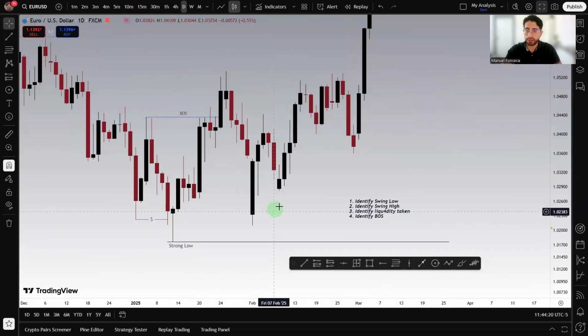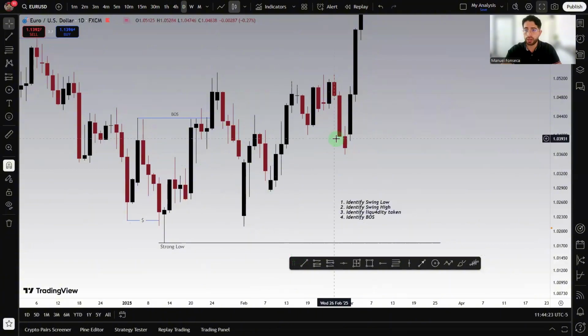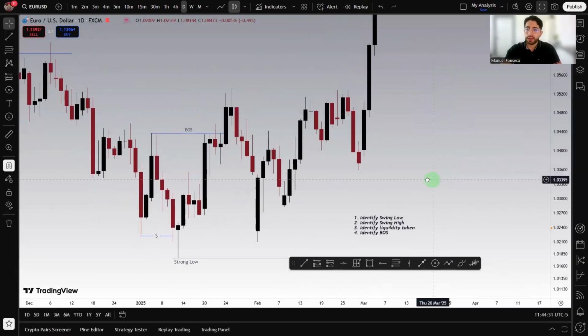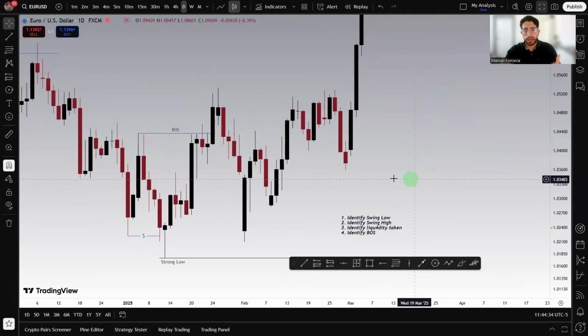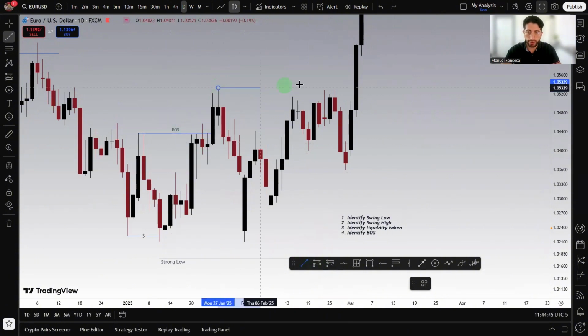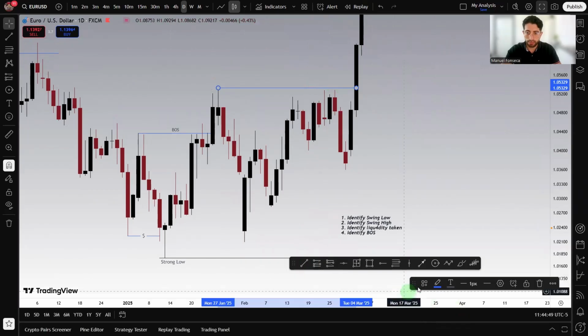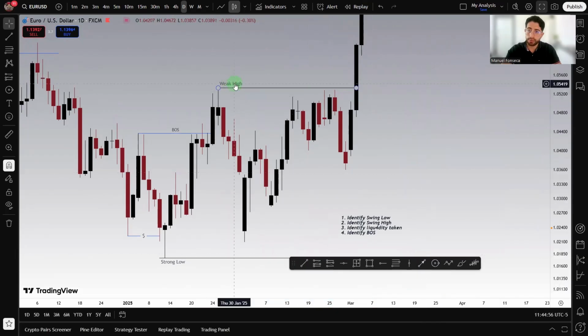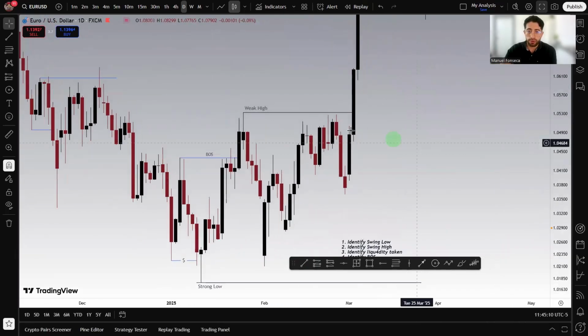So we have already got the strong low, the price respected this low, as you can see, and now we need to understand what is the end of the range, okay? Remember that in the previous explanation of the theory, I told you that this will be a weak high after this break of structure. Why? Because all the highs that will be created after this point will be weak, okay? And this is what we confirm.